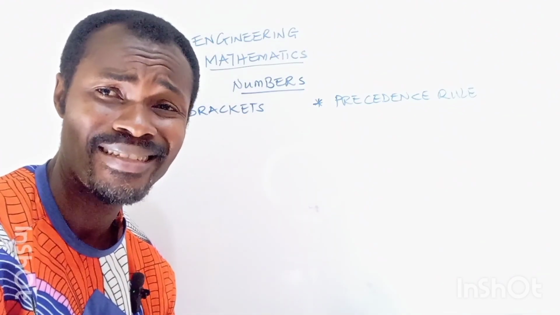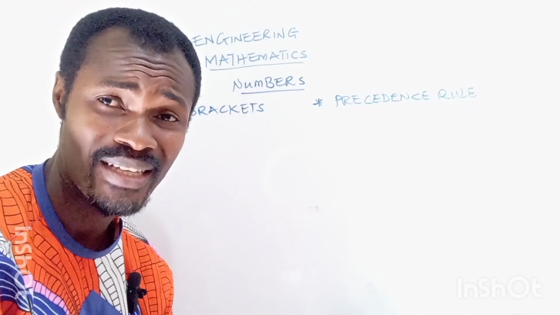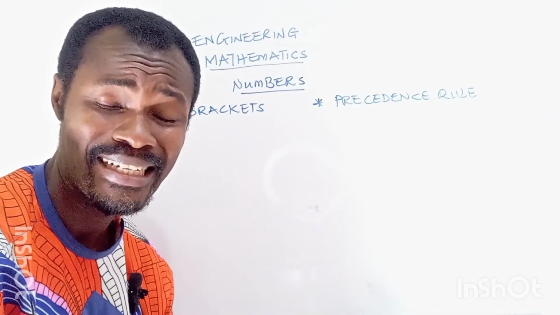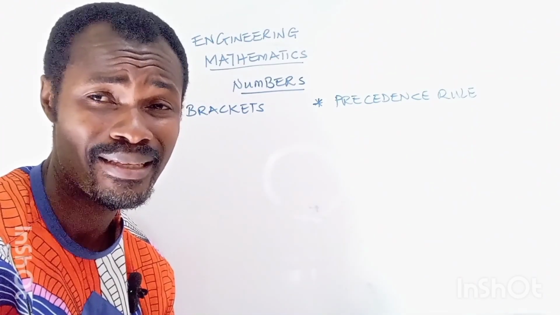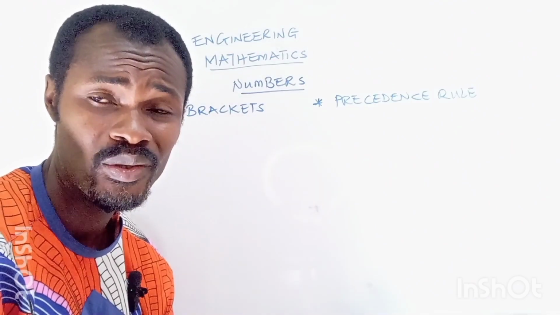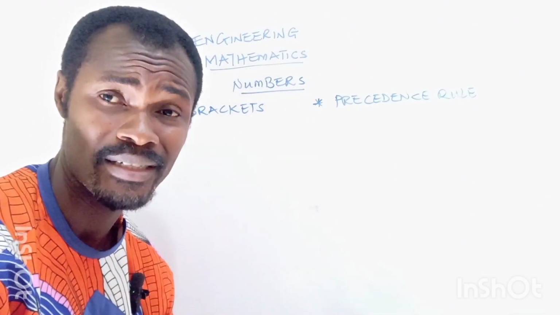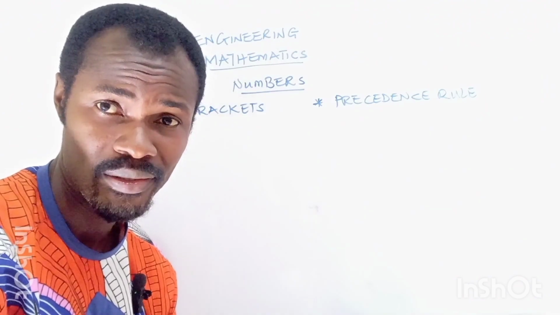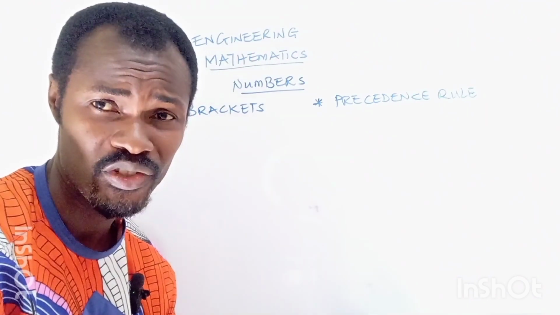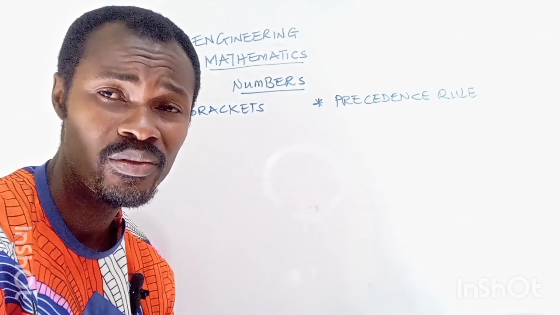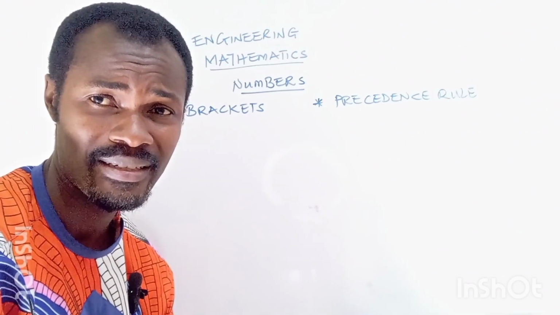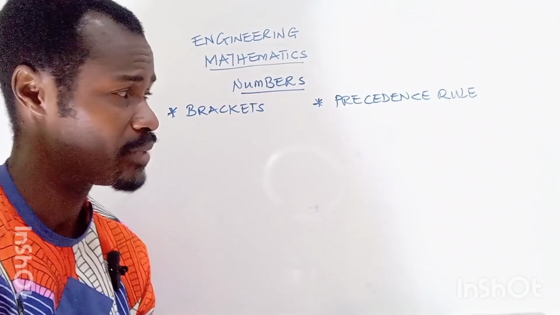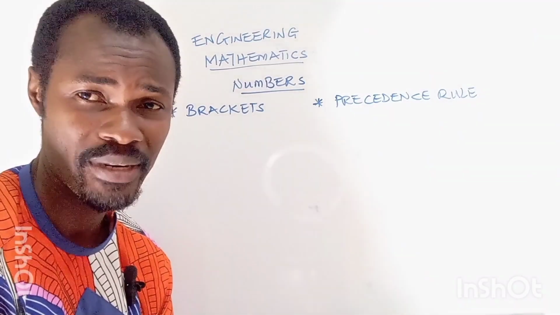Because as far as science, technology, or even engineering is concerned, you need a basic and sound knowledge of mathematics to do well. Once it comes to things like engineering maths, physics, and even chemistry, you need a good knowledge of mathematics. So let's get right into today's video on numbers.